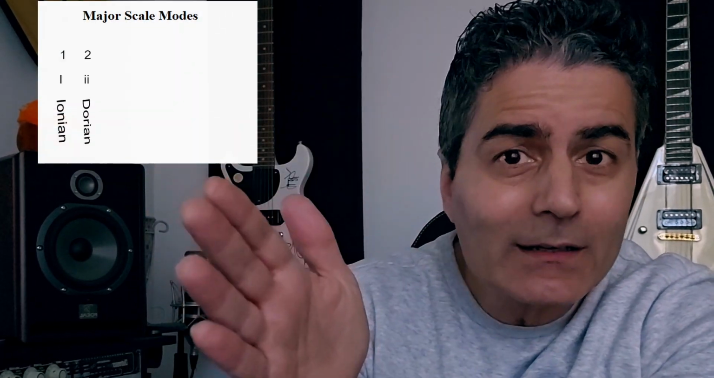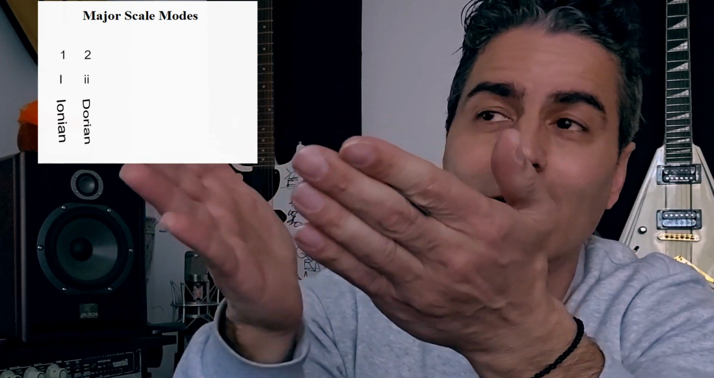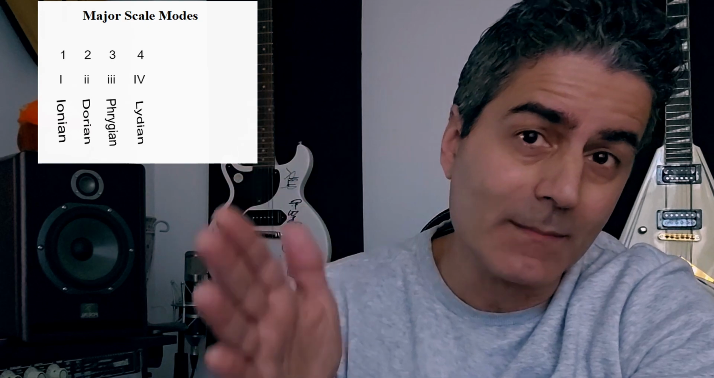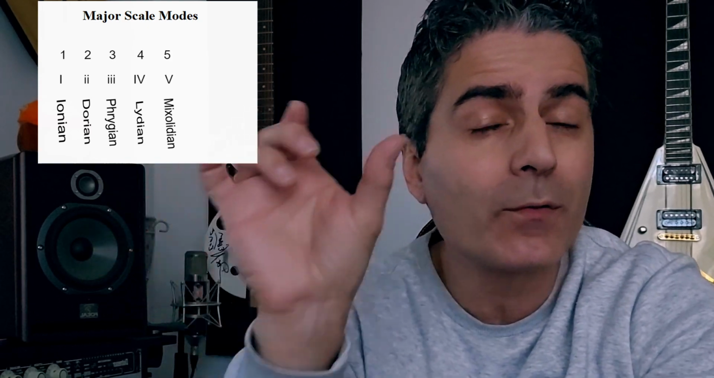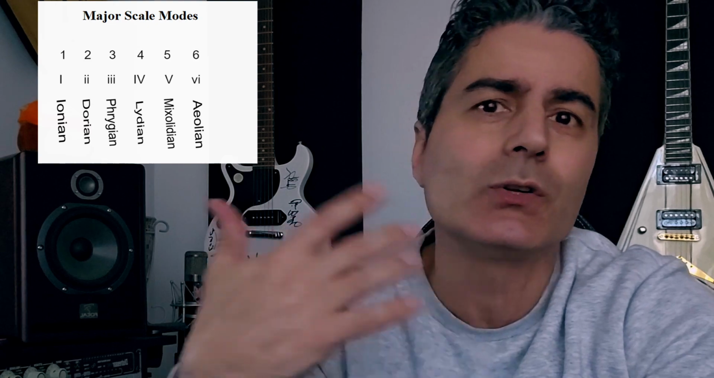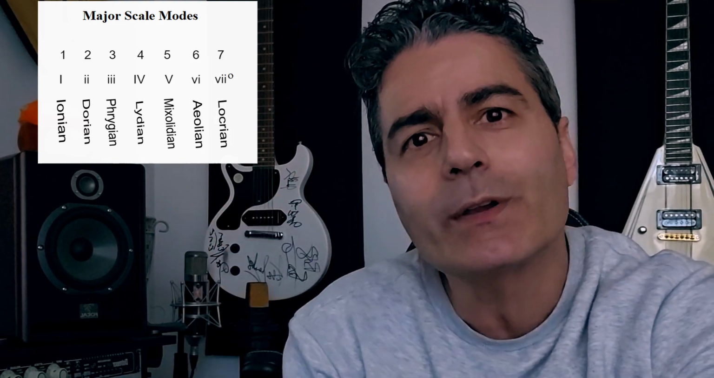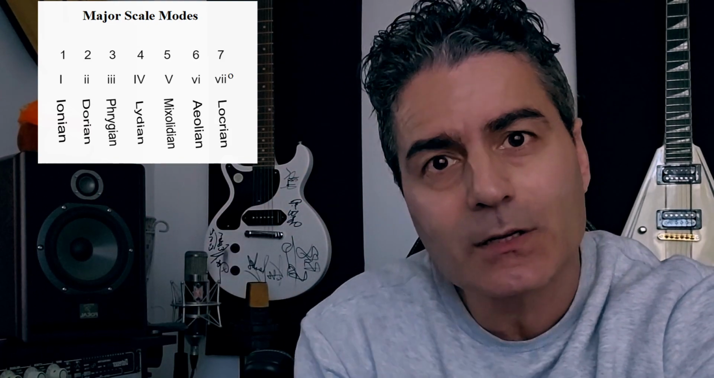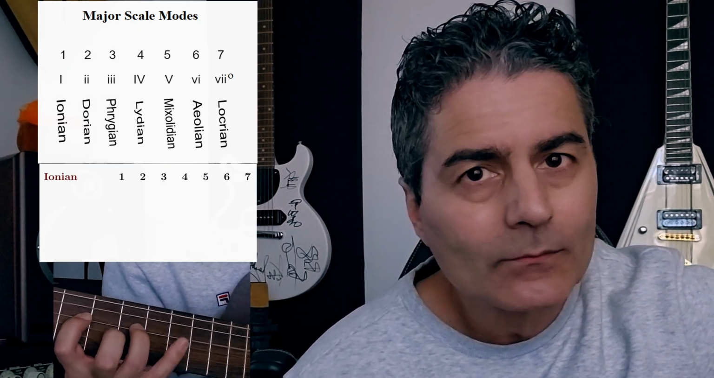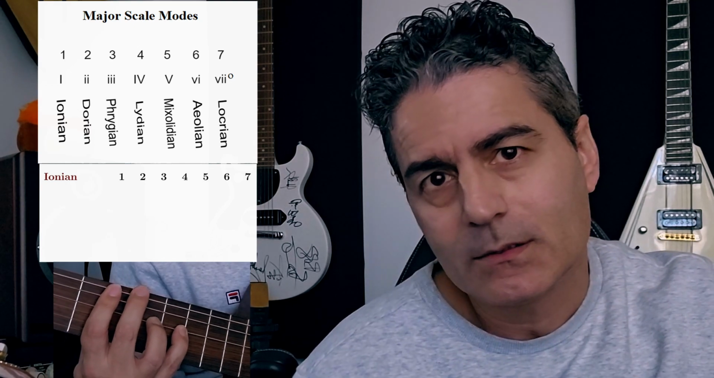So your first degree is the Ionian, second degree is the Dorian, the third degree is the Phrygian, the fourth is the Lydian, the fifth is Mixolydian. So the fourth and the fifth are both major modes. The sixth is your Aeolian, which is your natural minor, and the seventh is the Locrian, which is your diminished mode. On the first one, it's just the major scale, okay? The Ionian is what it's called.